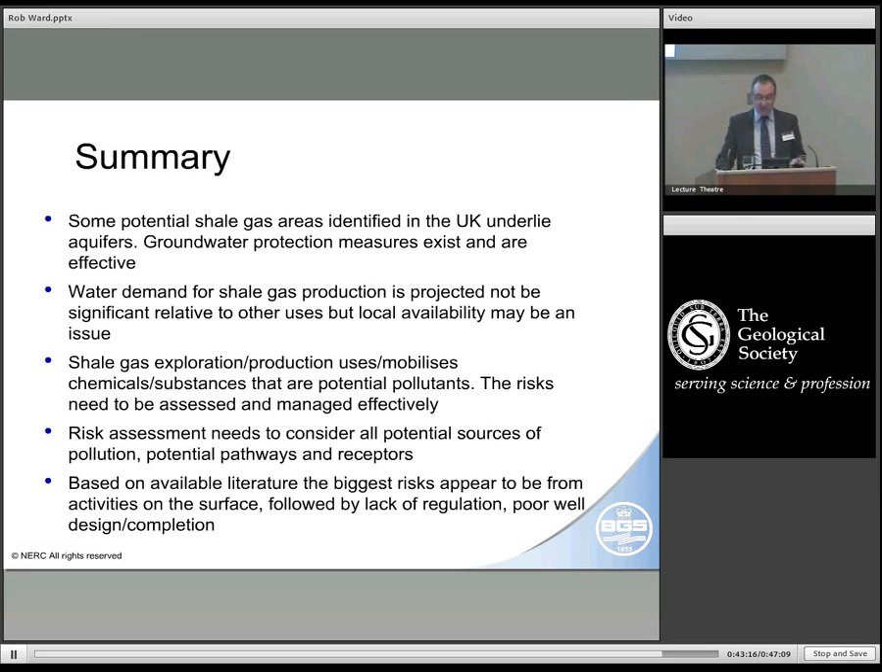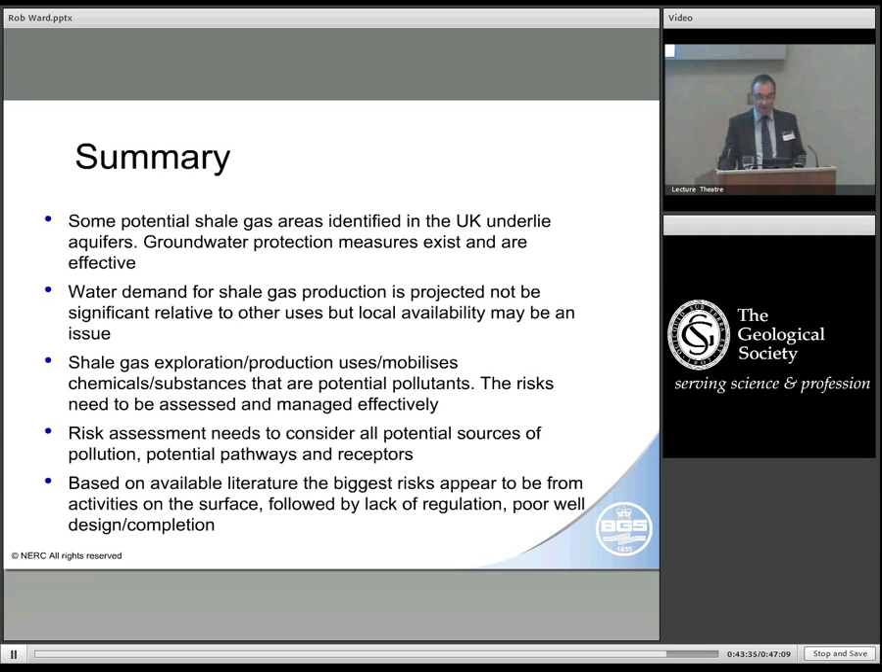Shale gas exploration produces and uses a range of chemicals, and it also mobilises chemicals in the subsurface as a result of that activity. They are potential pollutants, and the risks will need to be assessed and managed effectively, but we have the tools to do that, and the standards appear to be there to ensure that the activity can take place.